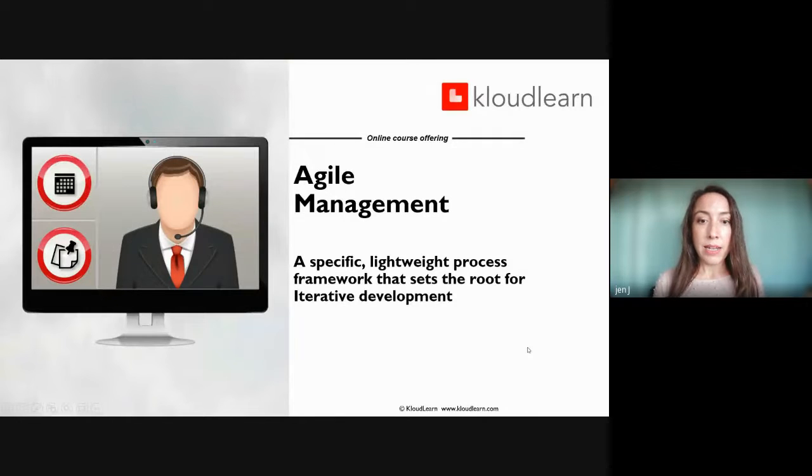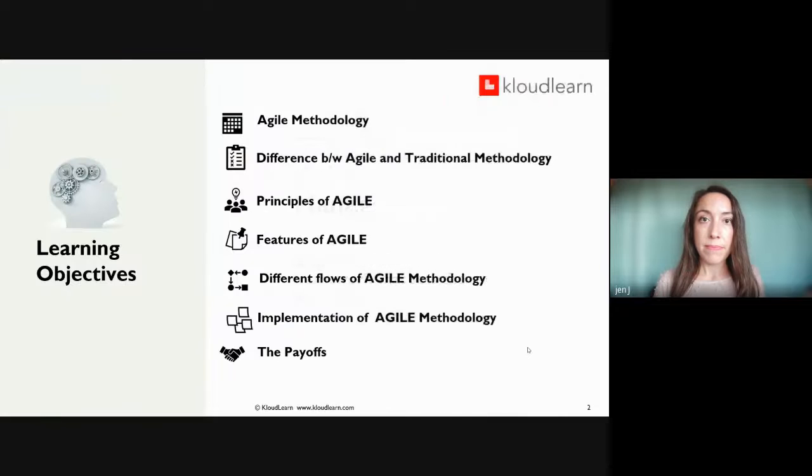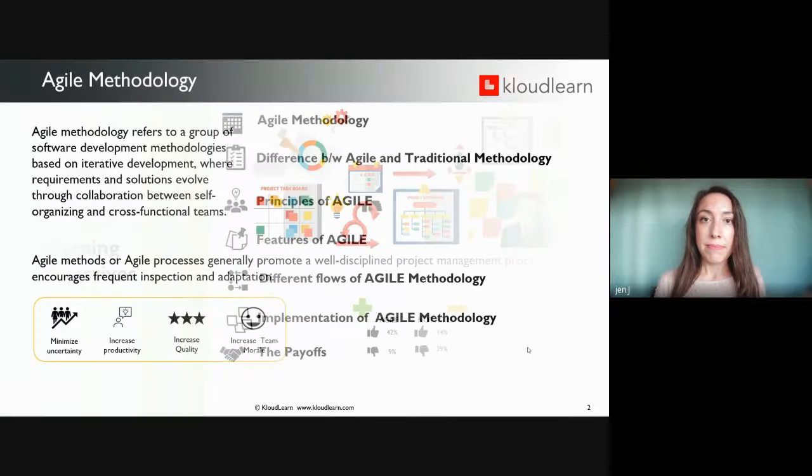Agile management, a specific lightweight process framework that sets the route for iterative development. The learning objectives for this course: Agile methodology, the difference between Agile and traditional methodology, the principles of Agile, the features of Agile, the different flows of Agile methodology, the implementation of Agile methodology, and the payoffs.